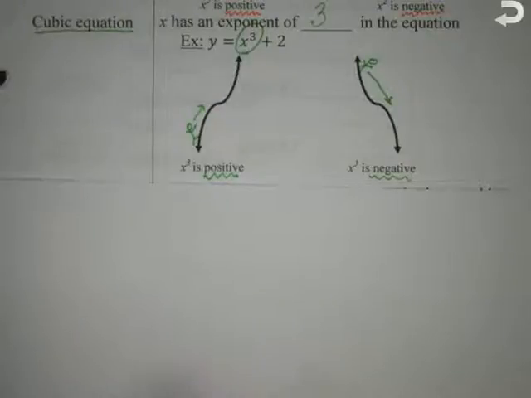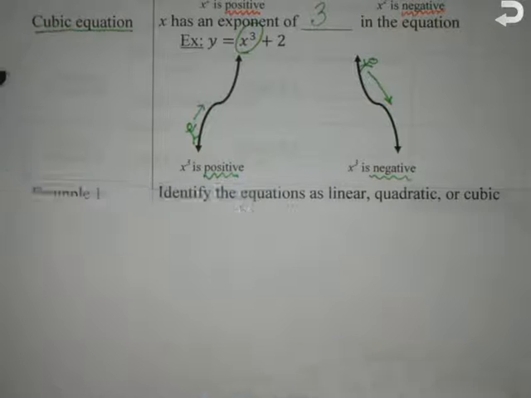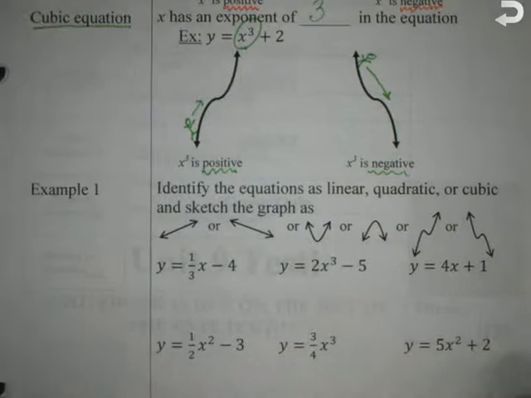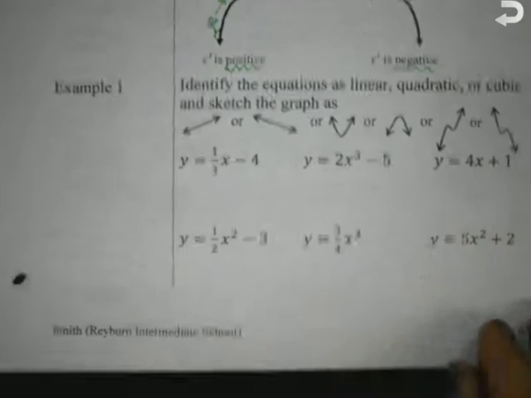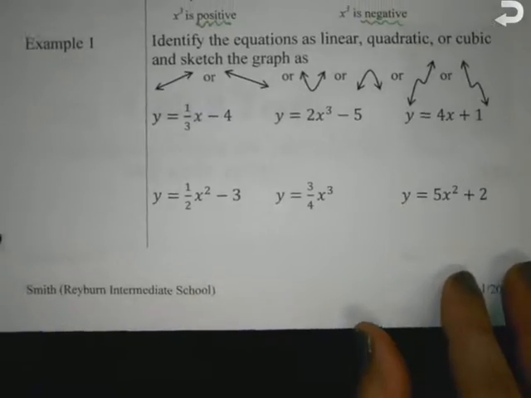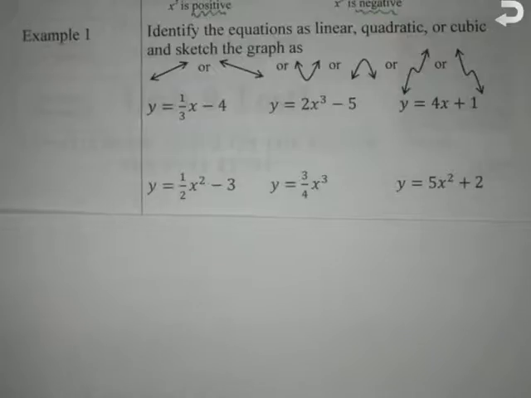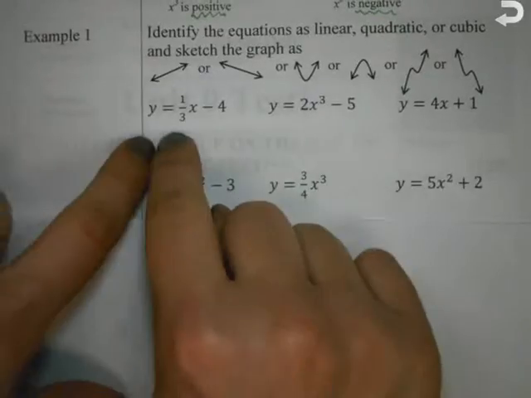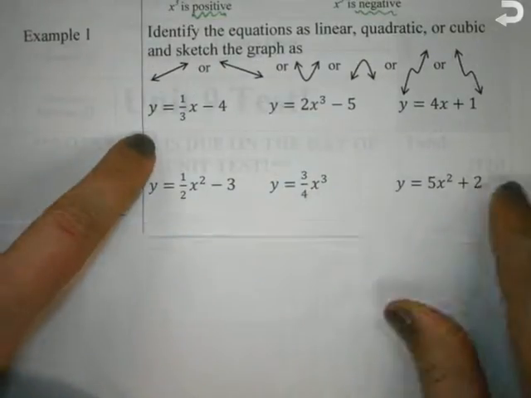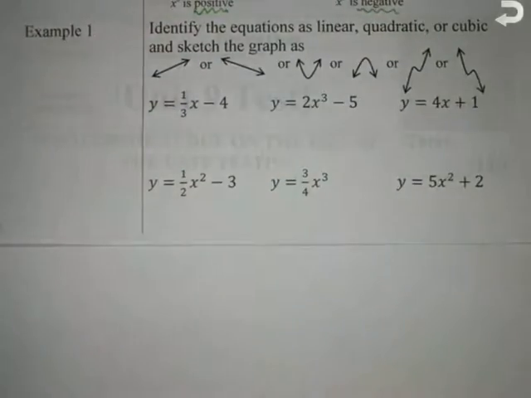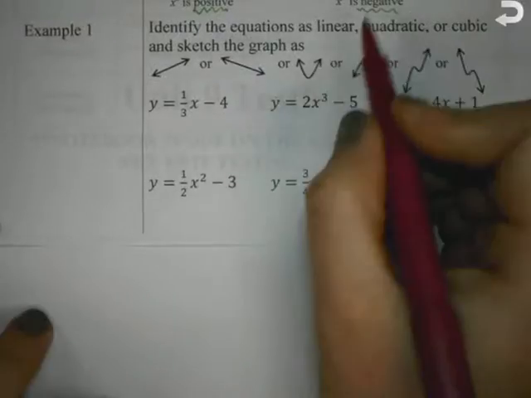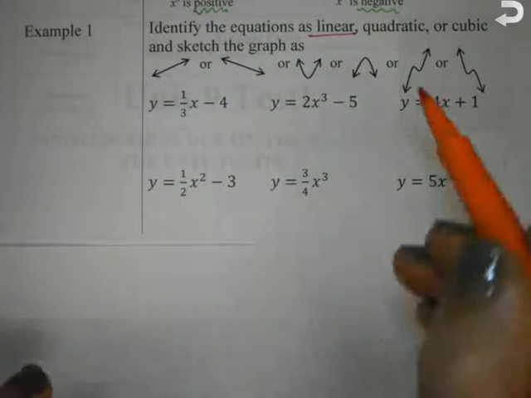On your homework, you will not need graph paper for these. All you're going to be asked to do for these types of equations is recognize and identify, which means all we have to do is look at the equation, decide, and draw the picture. Just a sketch of the picture. You don't have to do it exact. So you do not need graph paper. The answer will be linear, quadratic, or cubic. And then you're going to sketch the graph.